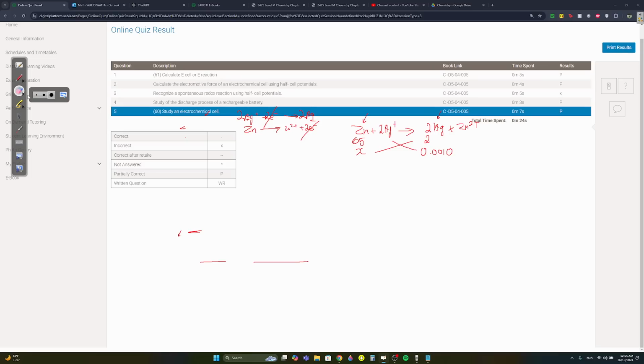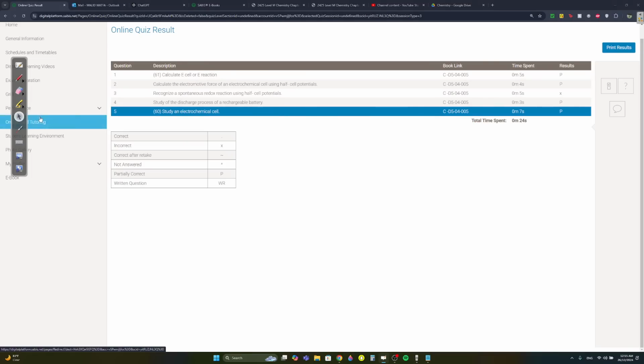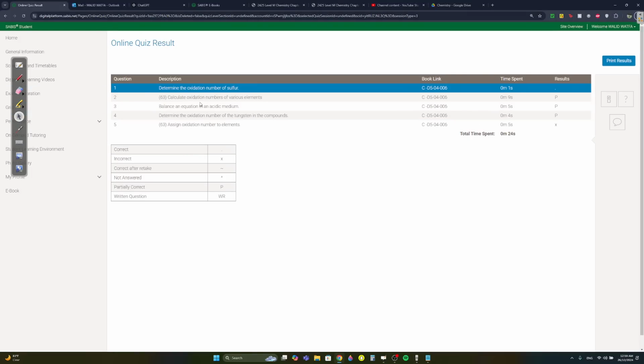That's it for 4.5. Now 4.6, oxidation numbers. It's a table. Memorize the table. You're going to get full marks in this section. So easy.